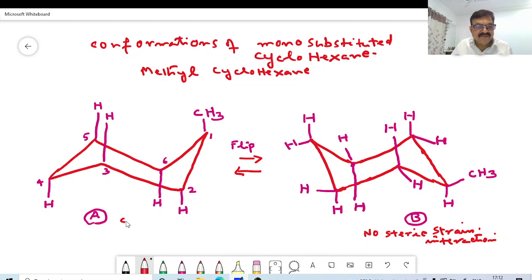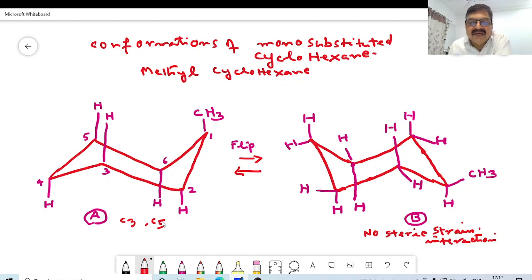C3, C5. Okay. Now we have two axial hydrogens here. I have just marked it here. These hydrogens are 1,3 to each other, carbon 3 and carbon 5. These two axial hydrogens are 1,3 diaxial to each other. And here there is a methyl group.